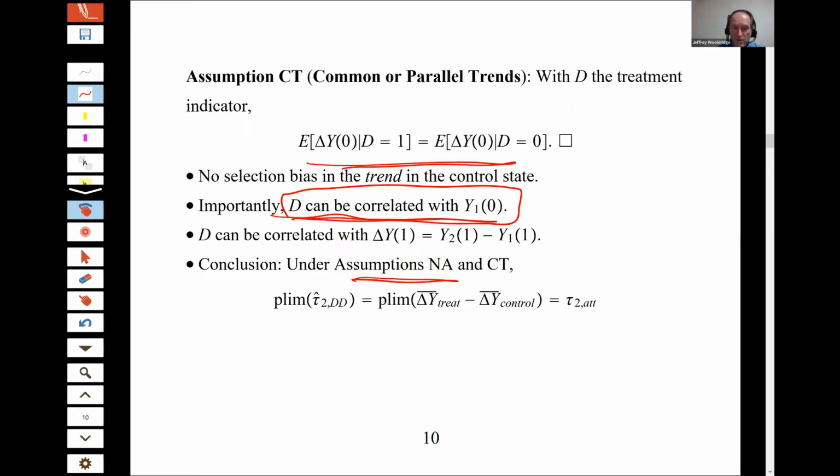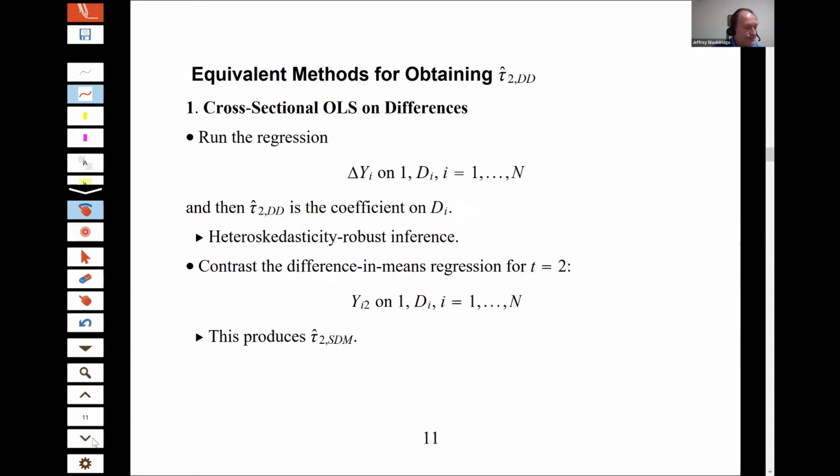Under these assumptions, I didn't write it out formally, but I showed you what the no anticipation assumption was, and the common trends or parallel trends assumption, the difference in differences estimator does consistently estimate the average treatment effect on the treated.